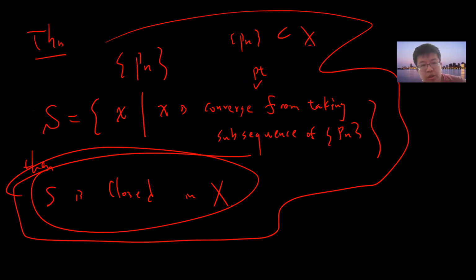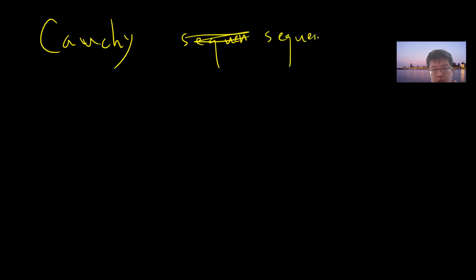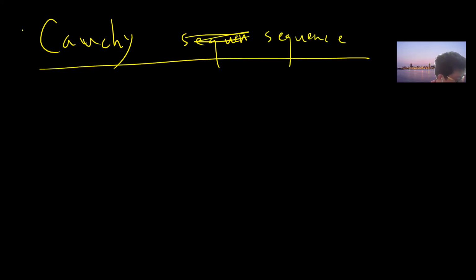Okay, so this is about subsequences. Starting from here, let's talk about another topic called the Cauchy sequence. Probably this is also the most important idea in analysis. Cauchy sequence. So Pn is a sequence in X, and it is Cauchy.